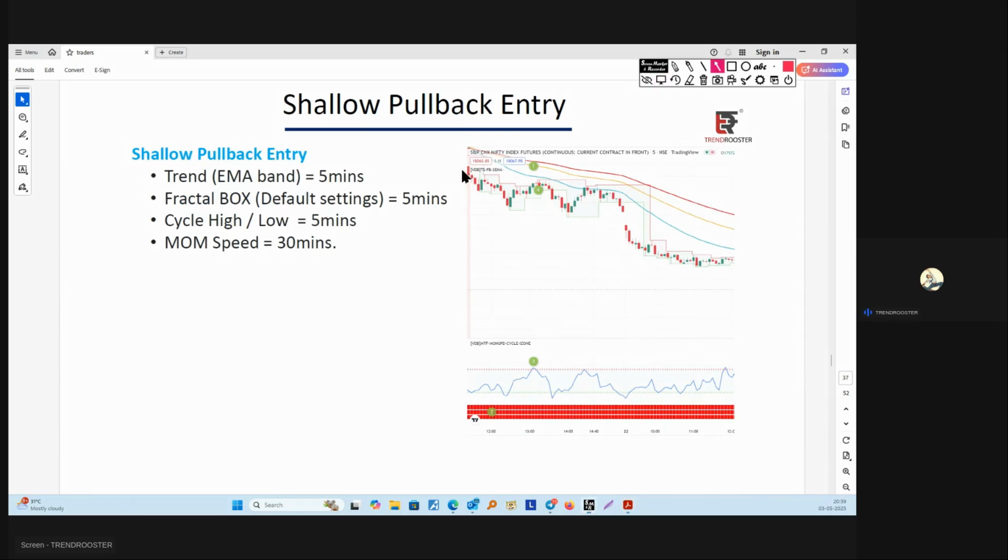Market is coming down somewhere here, and then it is retracing back, and then it is coming down again, retracing back, and then it's coming down. So basically, the momentum is down, trend is down, and we're looking for retracement, and the retracement level is here. The fractal breakout happened here. This is the first trade, and this is a second trade.